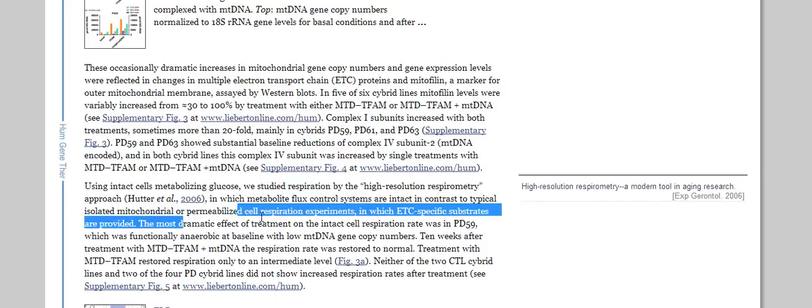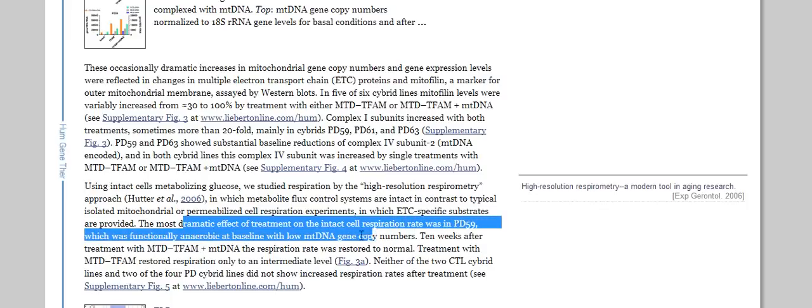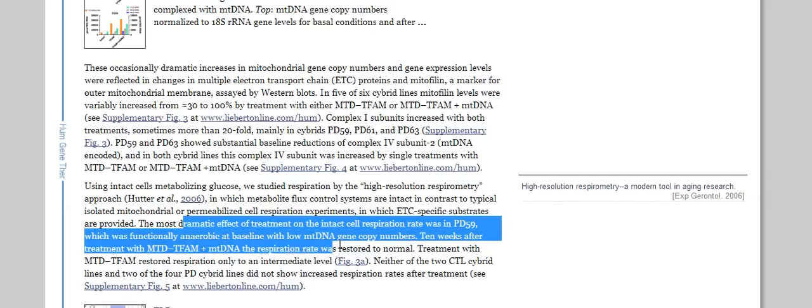The most dramatic effect of treatment on the intact cell respiration was in PD59, which was functionally anaerobic at baseline with low mitochondrial gene copy numbers. 10 weeks after treatment, the respiration rate was restored to normal. So that's pretty astonishing right there. But that's just the basic idea.